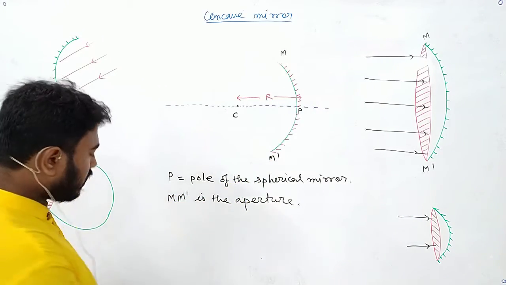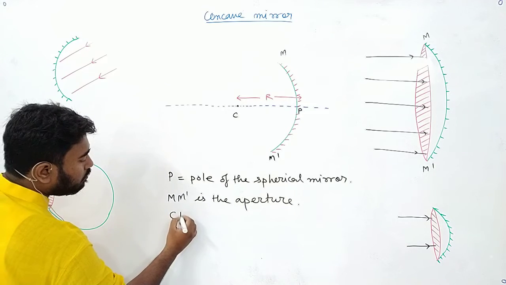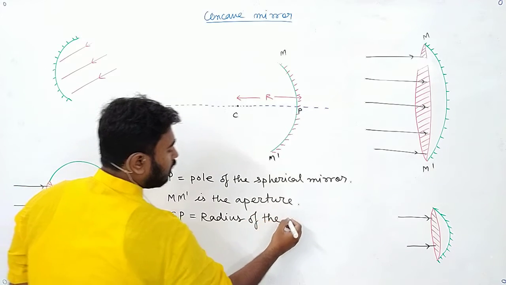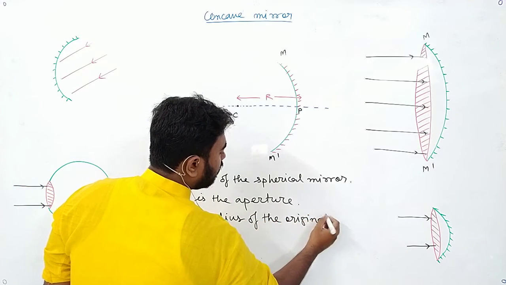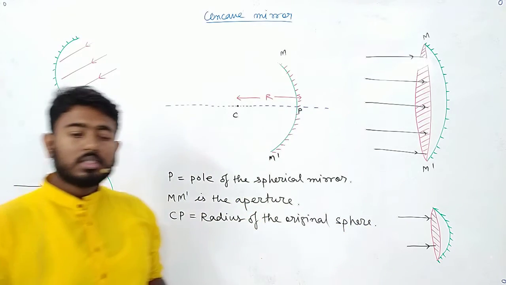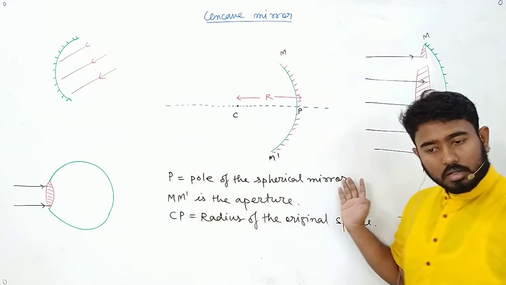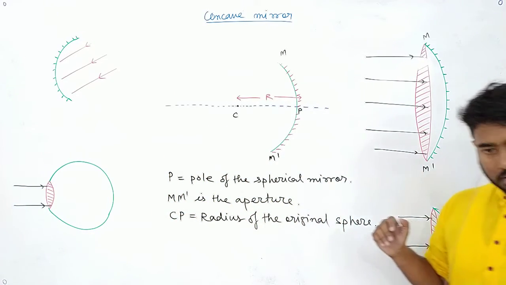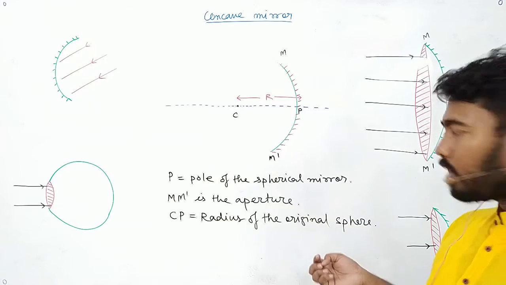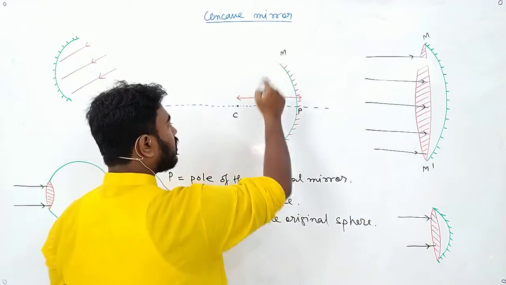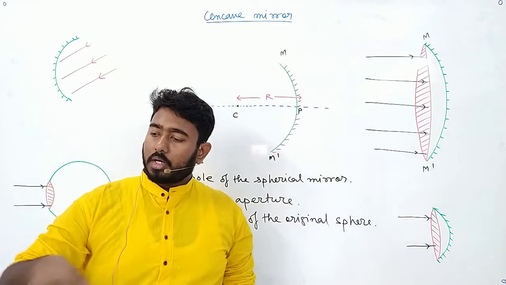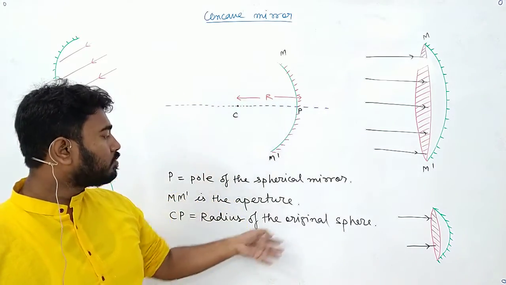Is that clear? So first things first, what is CP? CP equals the radius of the original sphere. Is the idea clear? Yes. Draw C to M. It is also the radius. If we draw CM dash, or any line from C to any other portion on the surface of the sphere or the spherical shell, that will also be the radius of the sphere.